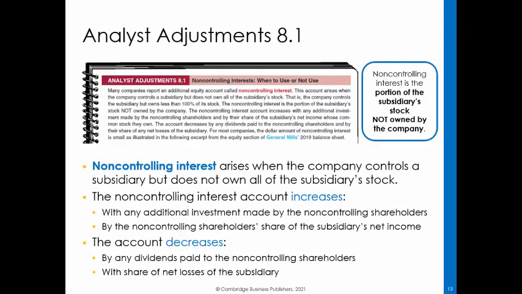Many companies report an additional equity account called non-controlling interest. This account arises when the company controls a subsidiary but does not own all the subsidiary stock. The non-controlling interest is the portion of the subsidiary stock not owned by the company. The non-controlling interest account increases with any additional investment made by the non-controlling shareholders and by their share of the subsidiary's net income whose stock they own. The account decreases by any dividends paid to the non-controlling shareholders and by their share of any net losses of the subsidiary.